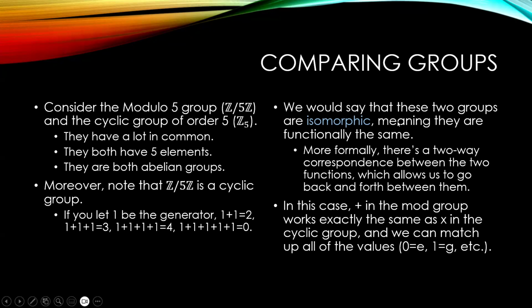Because these things are so similar, we would say that these two groups are isomorphic, meaning they're functionally the same. More formally, there's a two-way correspondence between the two functions, which allows us to go back and forth between them. In this case, addition in the modular group works exactly the same as multiplication in the cyclic group. And we can match up all of the values. And so 0 is the same as E, 1 is the same as G, 2 is the same as G squared, and so on. And so these two groups, which were formed differently, ended up being the exact same group.